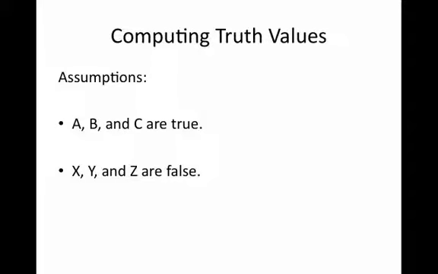First, some assumptions. In any of these formulas, A, B, and C stand for simple declarative sentences, as do X, Y, and Z. A, B, and C will all be true in the following formulas that we look at, and X, Y, and Z will all be false in all the formulas that we look at, as the book says.